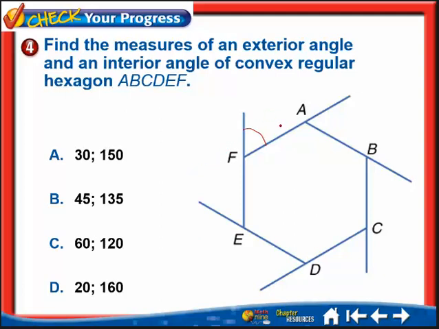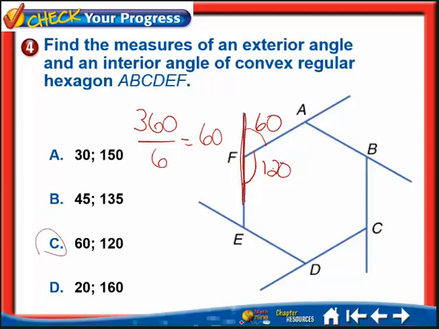Okay, we have a hexagon. So we need to find the exterior angle of this hexagon. Well, the sum is 360. And if I have 6 sides or 6 angles, then each one's going to be 60 degrees. Okay, now to find the interior, I just make sure that they add up to 180 because they make a straight line. Well, 120 plus 60 makes 180, so my answer would be C.